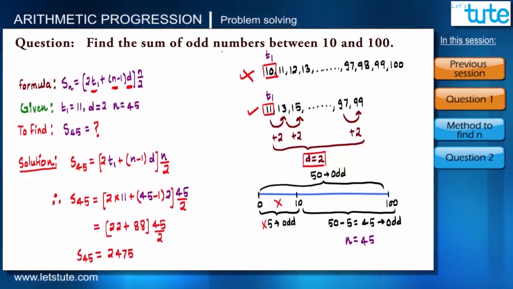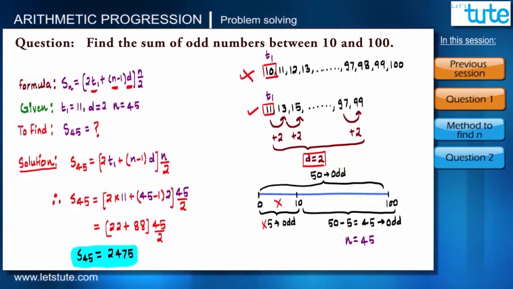That means the sum of odd numbers from 10 to 100 is 2475. Friends, in every question we just have to understand which parameter's value is given and what is to be found. That is the only trick in such problems. Okay, now I hope you can solve such types of problems.